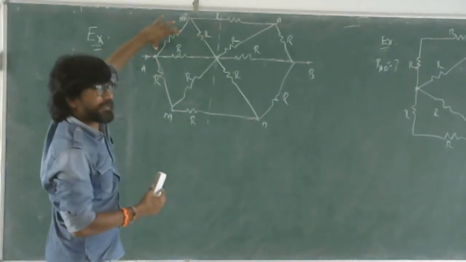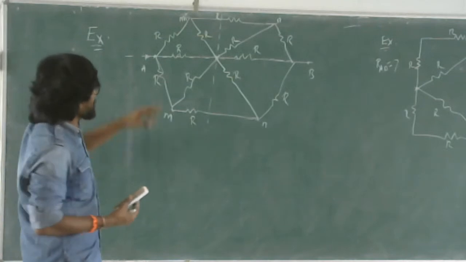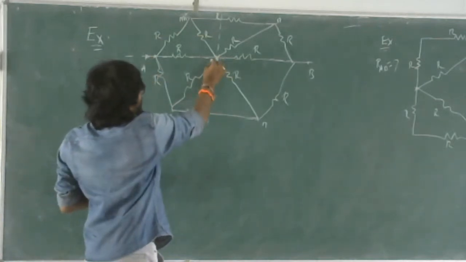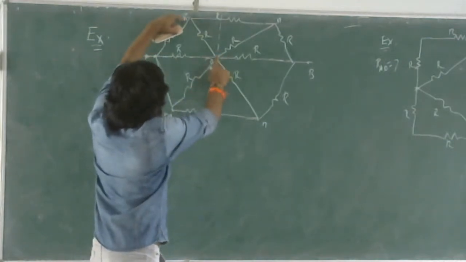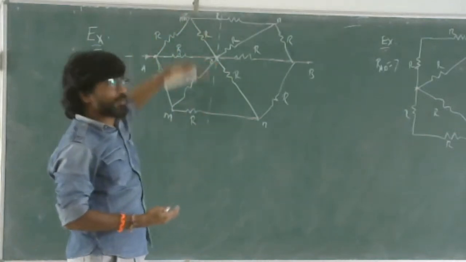this also will be between A and M. So these two are said to be in parallel. In parallel. Same way, this is here. Let us mark this center point as O. This resistor is between O and M. This is also between O and M. These two are treated as parallel to one another.